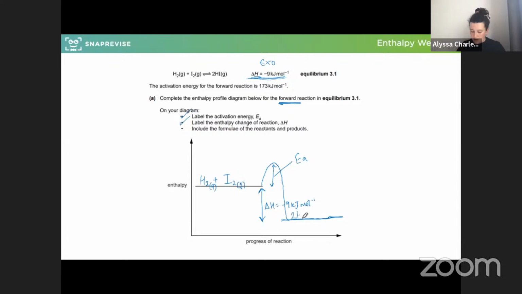So my products are 2HI. It's all given to me, so I don't have to work anything out, which is nice. I just have to make sure I've written them in. And have I done everything? I've done everything. Lovely. So that would be worth probably 2 marks.